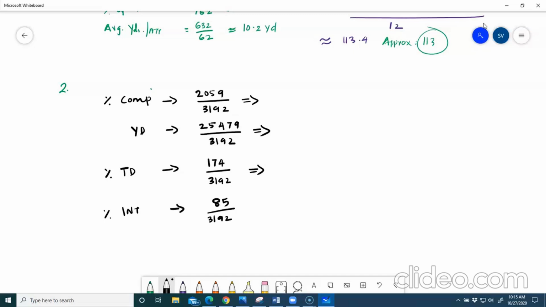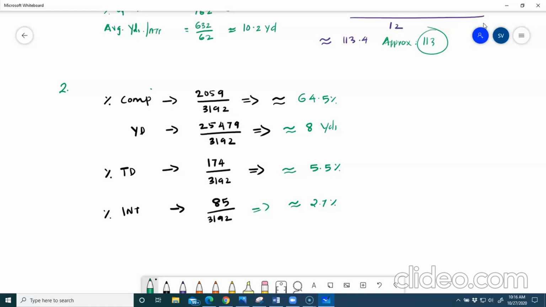When you do this calculation, the percentage of completion will come to approximately 64.5, the yards approximately 8 yards, the touchdown approximately 5.5%, and the interception approximately 2.7%. So these are the values we have to calculate.